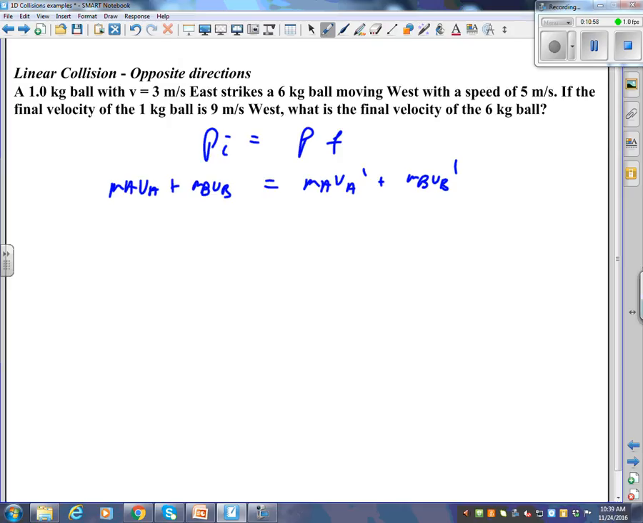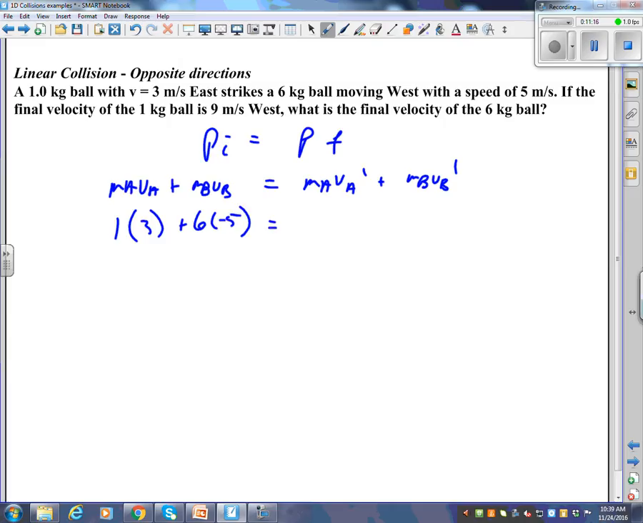The mass of A is 1. The velocity of A looks like to be 3. Well, we got to be careful here. We got east and west, right? East and west. So 6 are moving west. So this is going to be 6 times minus 5, right?